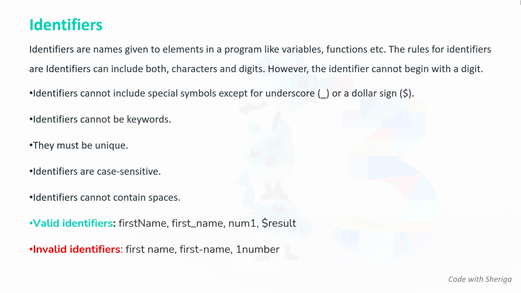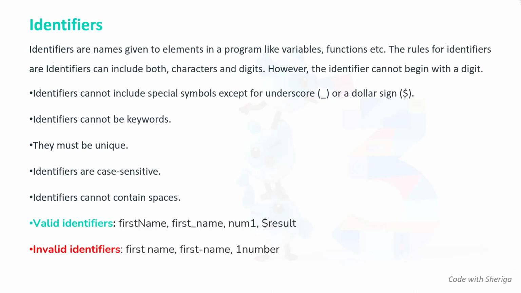Another thing worth noting is that identifiers must be unique. So whenever you name any type of identifier, you must make it in such a way that it is unique, specific to what you are working on. So if you are naming a variable, the identifier must be unique, specific to that variable.